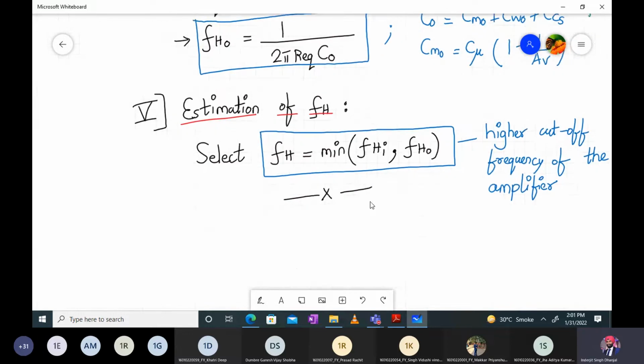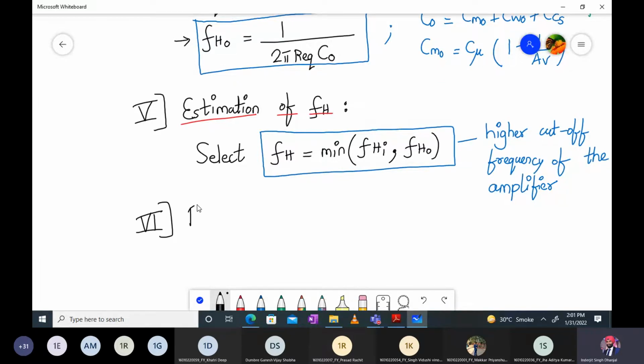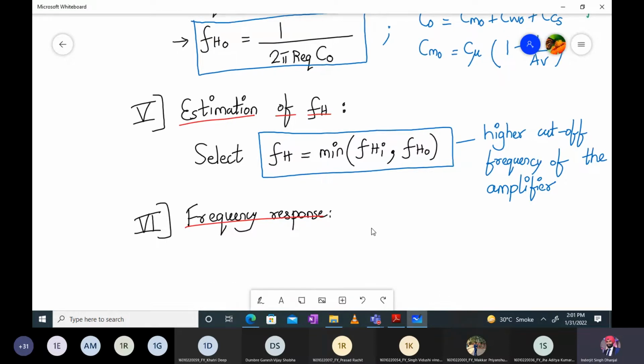And let's say they tell you to plot the high frequency response together with the low frequency response, how will you plot? They are asking you to find out FH and FL, and they are asking you to plot the frequency response. So how will you plot the frequency response? Very simple. I'll mark the X and Y axis, just a minute.